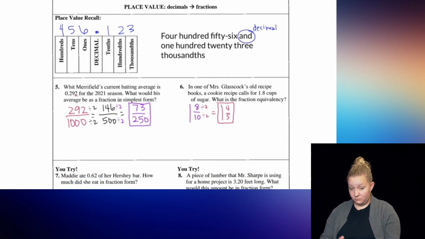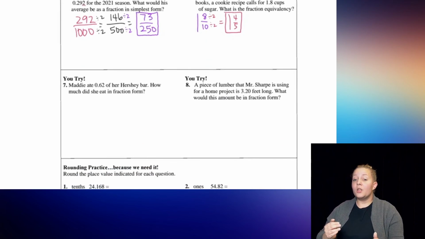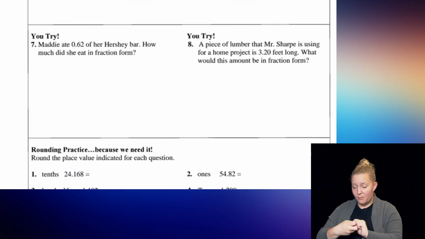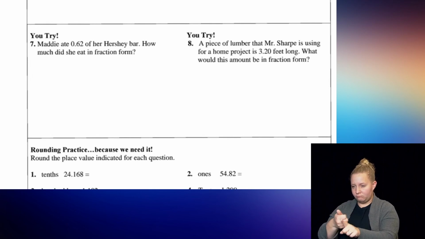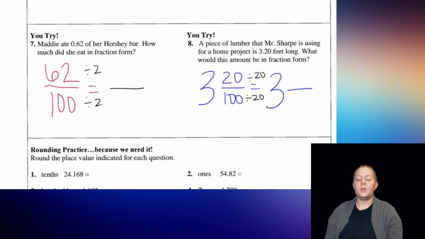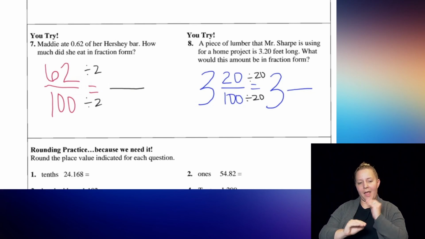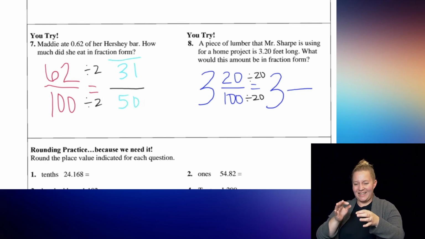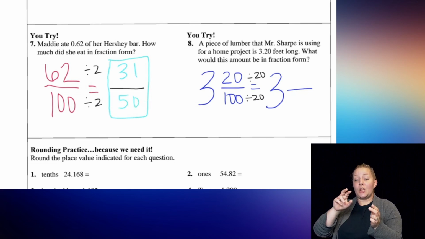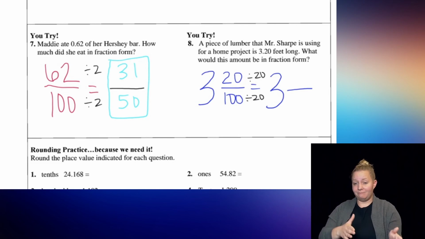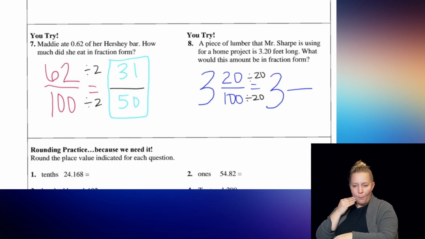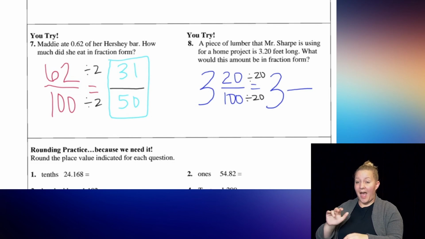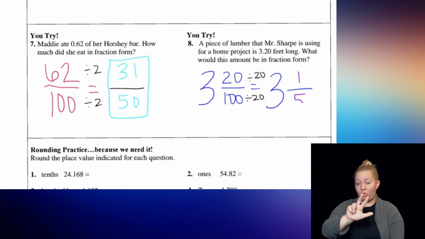All right, and then it looks like there are 2 you try problems about Maddie and Mr. Sharp. Go ahead and pause the video and try these 2 on your own. Alrighty, take a look at my work. The first one, Maddie ate 62 hundredths of a Hershey bar. 62 over 100, that simplifies down to 31 fiftieths. So that's for that first problem. And for the second problem, Mr. Sharp is using a lumber that is 3.20, or 3 and 20 hundredths. I went ahead and simplified that down to 3 and 1/5.